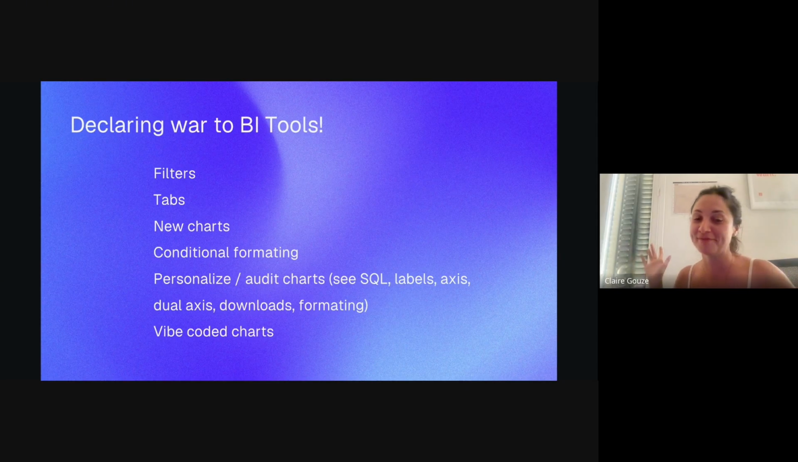Nice. So this is all the new features that we have built on the BI side. Now you can do filters on your stories, filters on dates, on fields that are in your charts. You can create tabs in your stories so that you don't have very long stories; you can just segment it in tabs. We have a lot of new charts, conditional formatting on your tables, a lot of new features to personalize tables like the labels, the axes, how to download the data, how to format the data, and a special fun feature that I will let Christophe introduce, which is vibe coded charts.